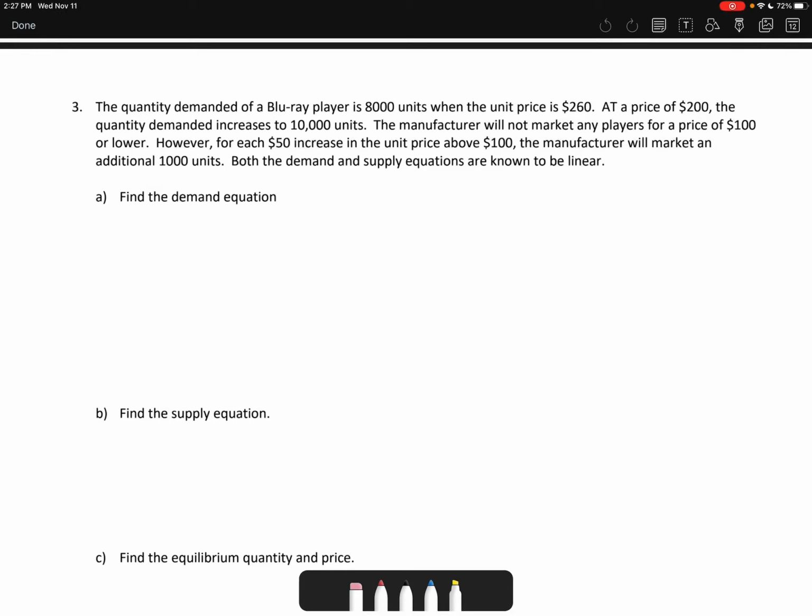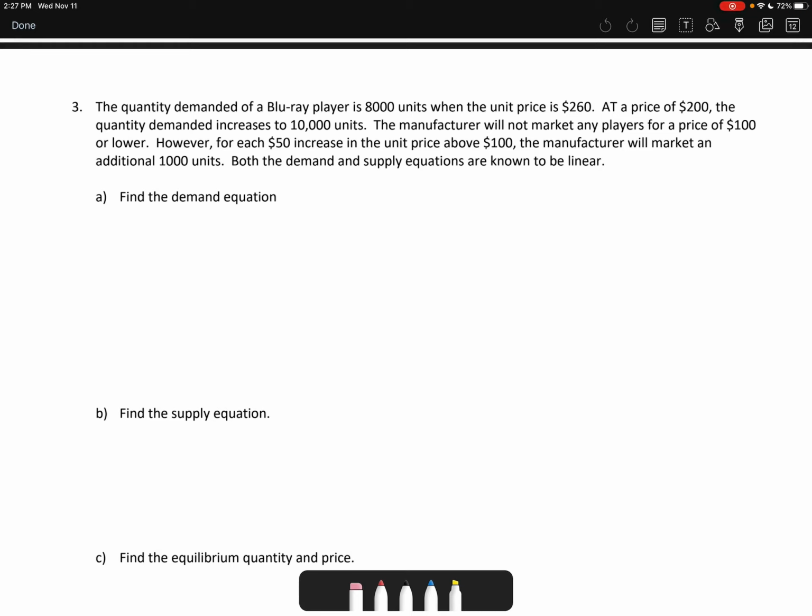Okay, let's do one more example problem of an application where we're solving two equations with two unknowns. In this case, we have the quantity demanded of a Blu-ray player being 8,000 units with a price of $260, but at a price of $200, the demand increases to 10,000 units. I'm going to stop right there. Our first question is just to find the demand equation, and all these first two sentences are demand numbers.